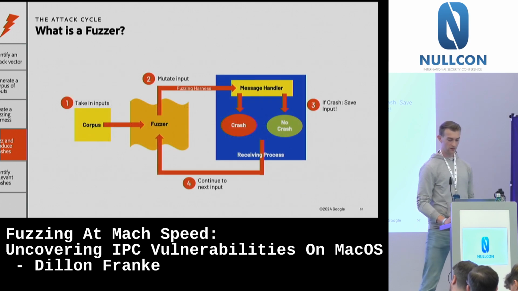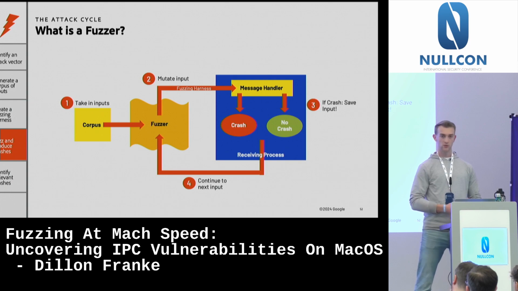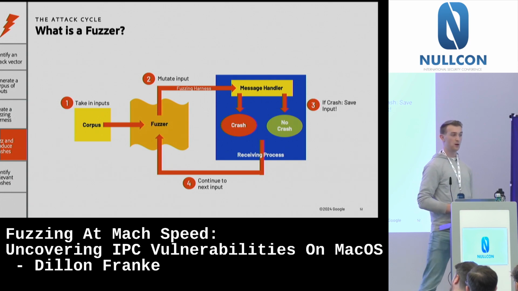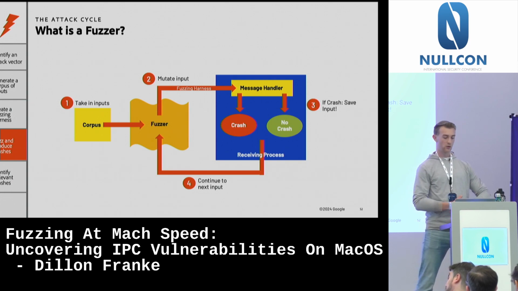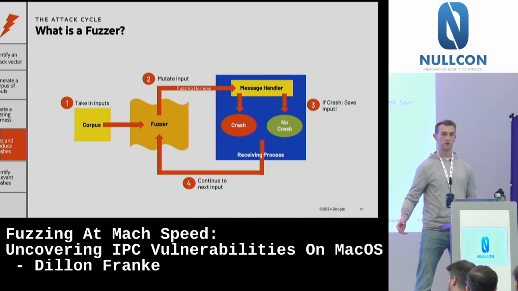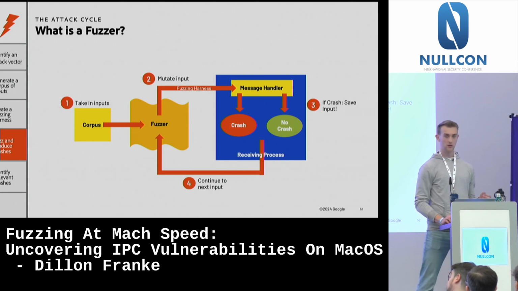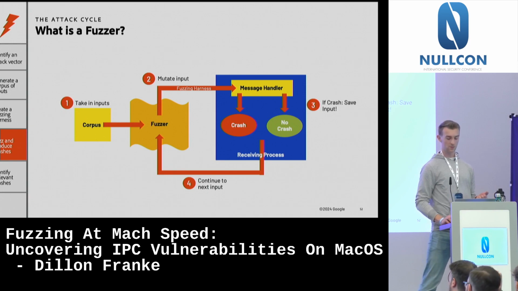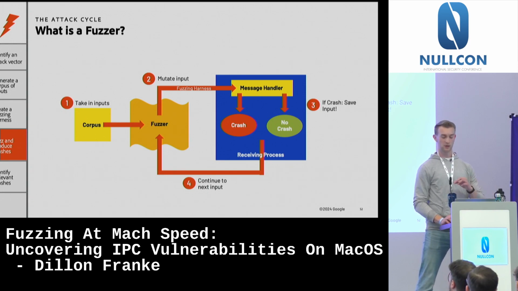So here's a little bit of a diagram of how things work. We have our corpus, which we generated by listening for valid Mach messages. We're going to take in those inputs and pass them to the fuzzer. The fuzzer is then going to mutate those inputs and then, using our fuzzing harness, call the message handler.